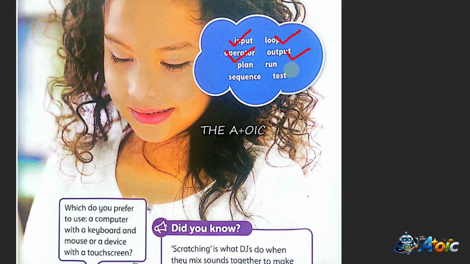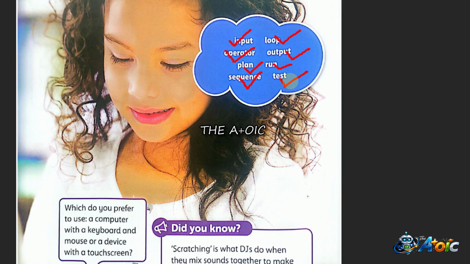Output is the result of our input. A plan is making an arrangement to provide a better sequence or a better structure. Run is starting the program. Sequence is following an order. I told you 1, 2, 3, 4, 5, 6. That is a sequence. And then test is to make sure the program is running in that particular sequence or order.